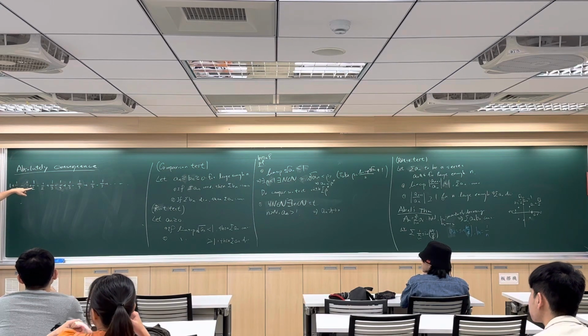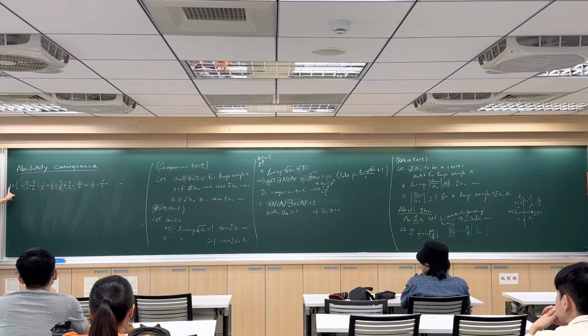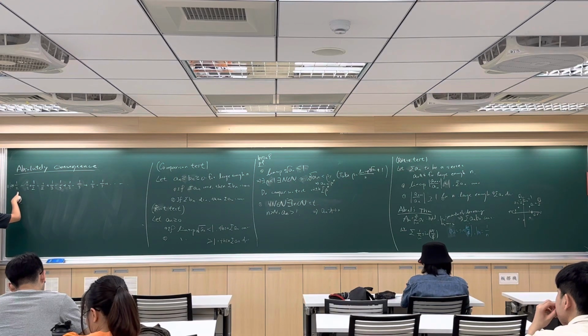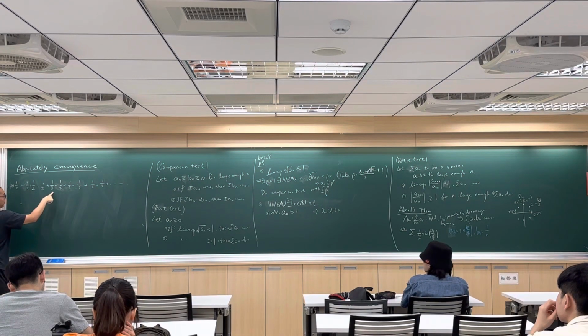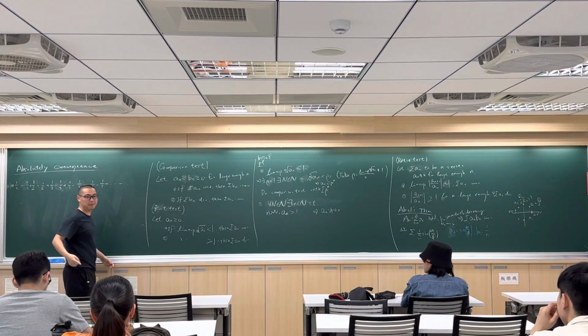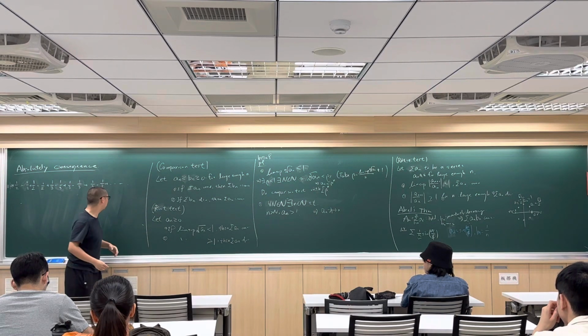This one converges, right? So the value would be 1 minus 1. So it means 1, 0, 1 over 2, 0, 1 over 2, 0, 1 over 3, 0, 1 over 3, 0, 1 over 3, 0, 1 over 4, 0, and so on. So this one converges to 0.